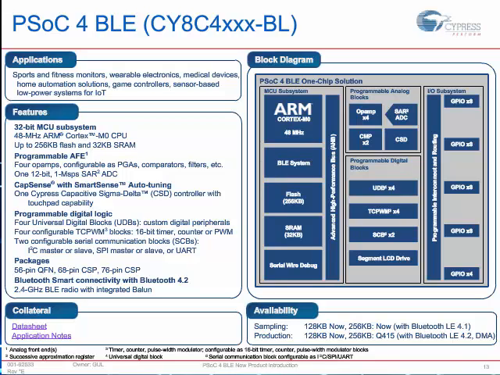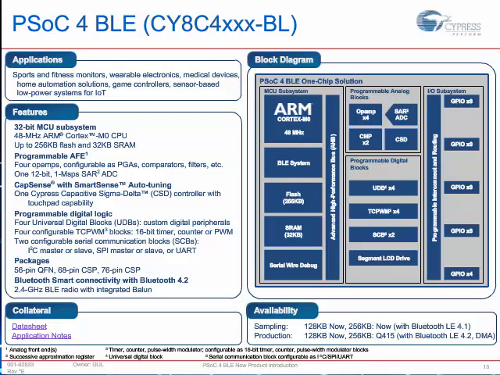On the programmable analog front, as I mentioned, this chip has 4 op-amps, one SAR ADC which can sample at 1 megasample a second at 12-bit resolution. It has 2 low-power comparators, and it has a capacitive touch sensing block to implement your user interfaces like buttons, sliders, and touchscreens.